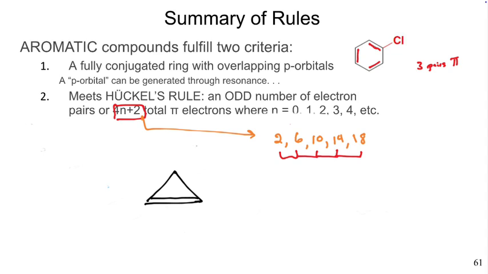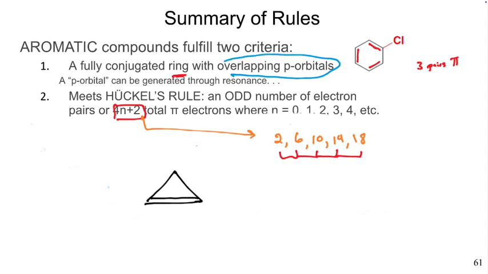Okay. So our first rule is a fully conjugated ring with overlapping p orbitals. There were a couple things within that. The first part that at least Lindsay noticed was it needs to be a ring. Okay, this is a ring. Should we move on to Huckel's rule yet? No, we shouldn't. Why not? Rule 1 says ring and what else?